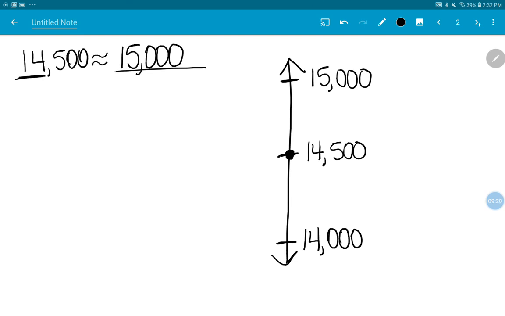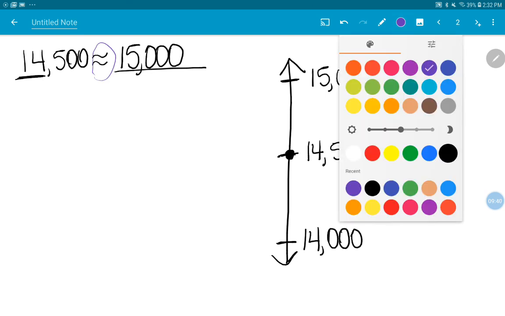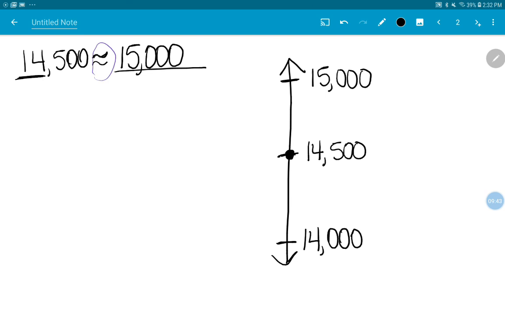Did anybody notice this little symbol right here that I drew? Is it an equal sign? No. Why did I not put an equal sign there? Because it's not equal. Those little squiggly lines, they have a fancy name, but they just mean about. That just tells me it's not exact. It's an estimation or rounded. All right, so let's try another one here.